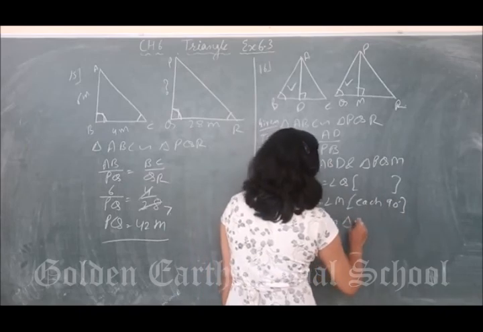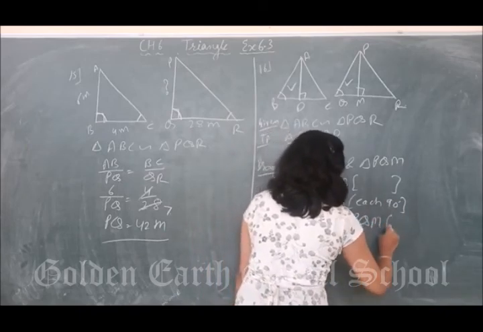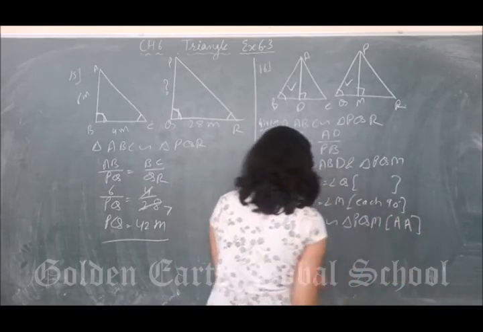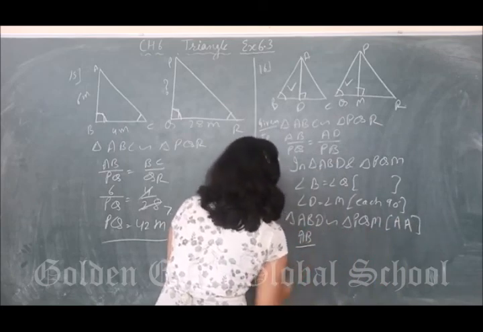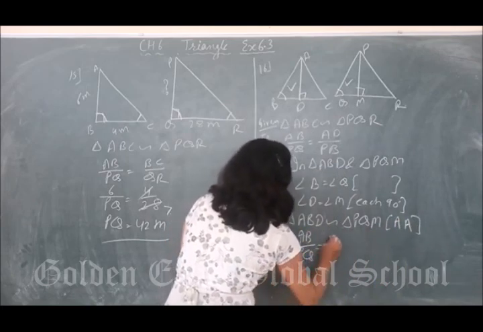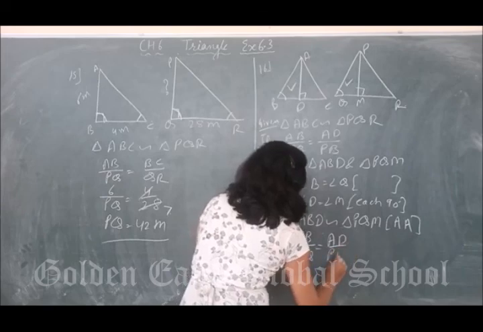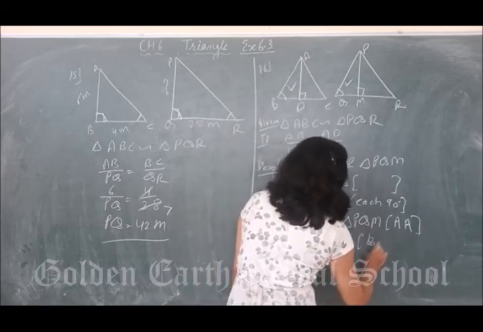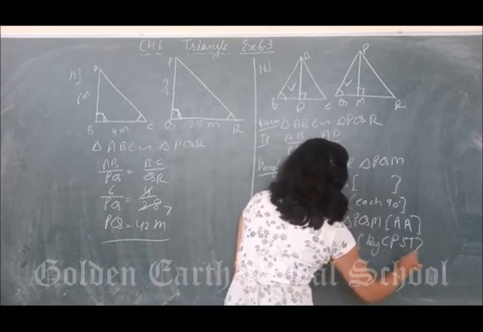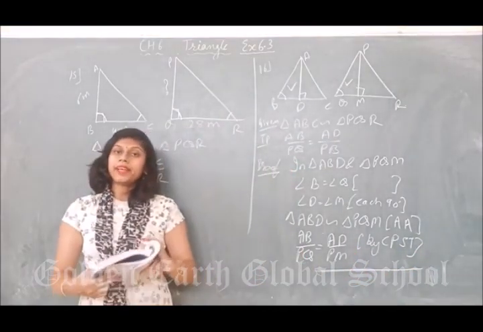So now consider the ratio. AB upon PQ is equal to AD upon PM. This is by CPST. Clear? So this is your complete exercise 6.3.